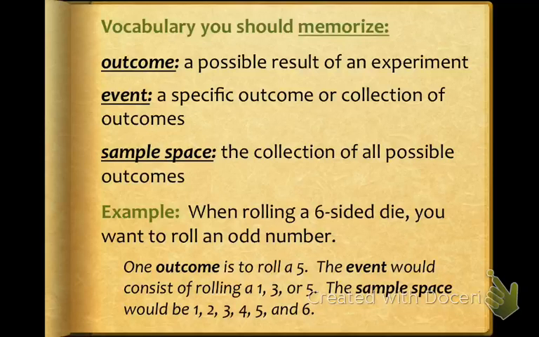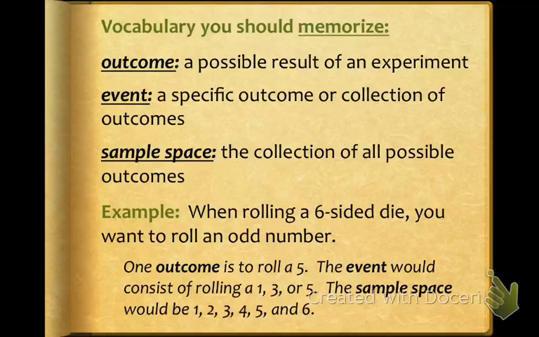An event is a specific outcome or a collection of outcomes. It's usually what it is that you're looking to have happen. And then the sample space is the collection of all possible outcomes. So here's an example of a scenario and what each thing is.